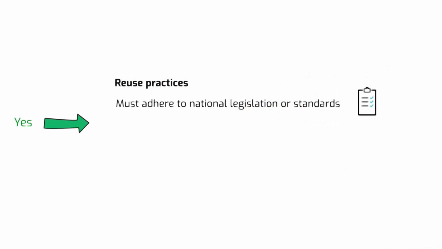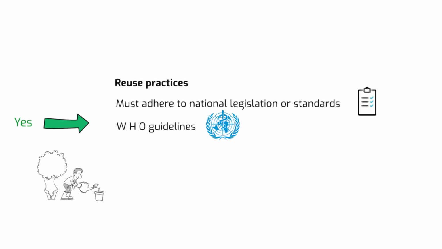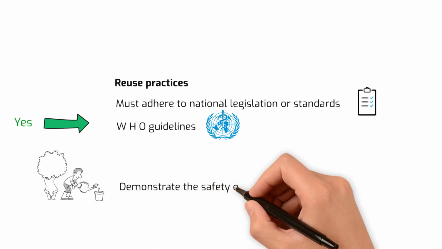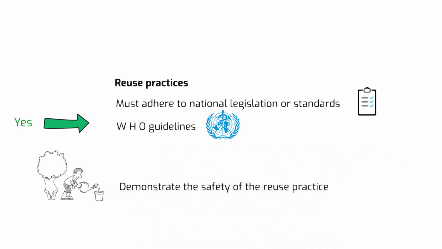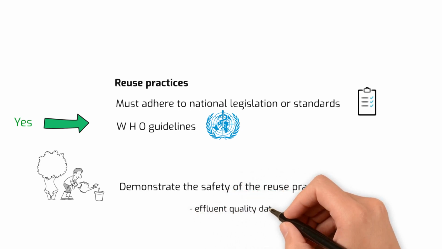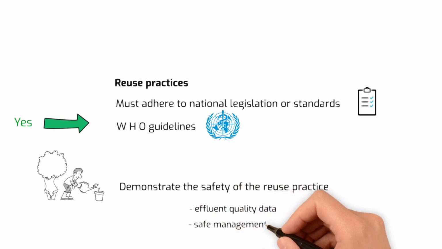If these aren't available, follow WHO guidelines for the safe utilization of wastewater, excreta, and greywater. The implementing agency must demonstrate the safety of the reuse practice for the community, sanitation workers, and end product users through effluent quality data and safe management plans. If the answer is no, the next question arises.